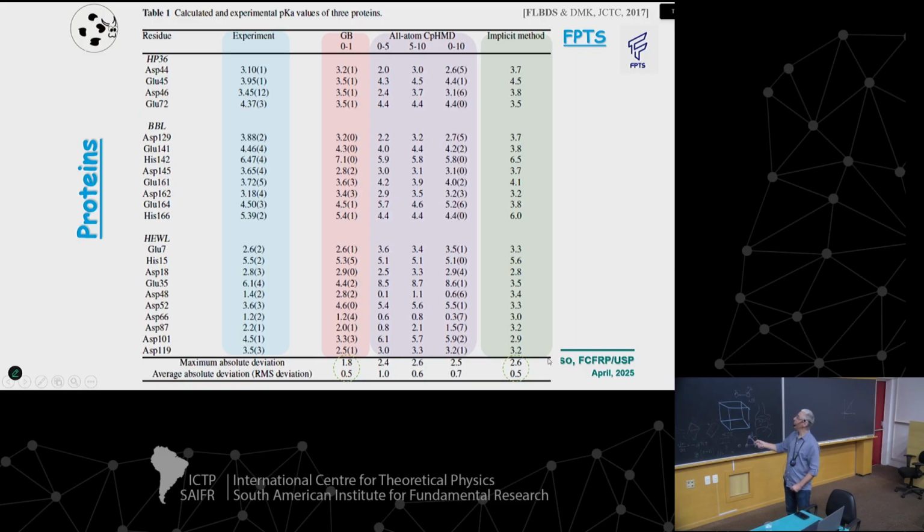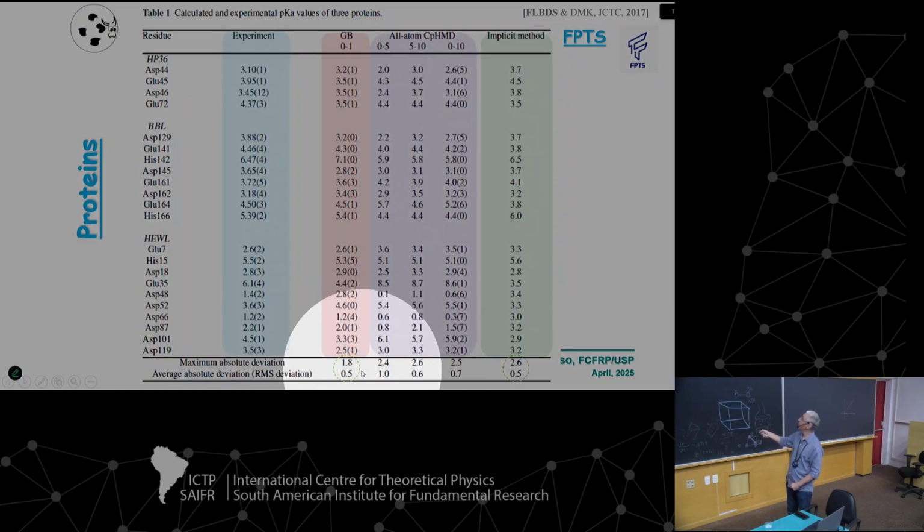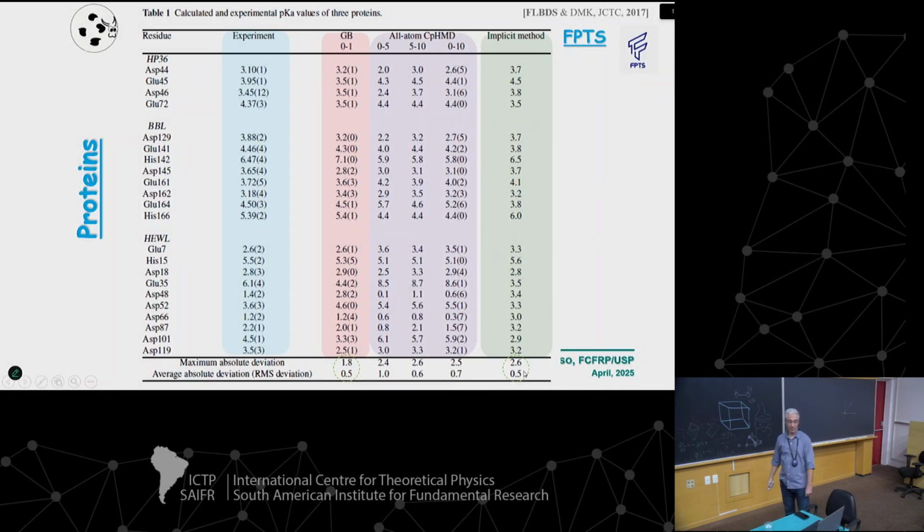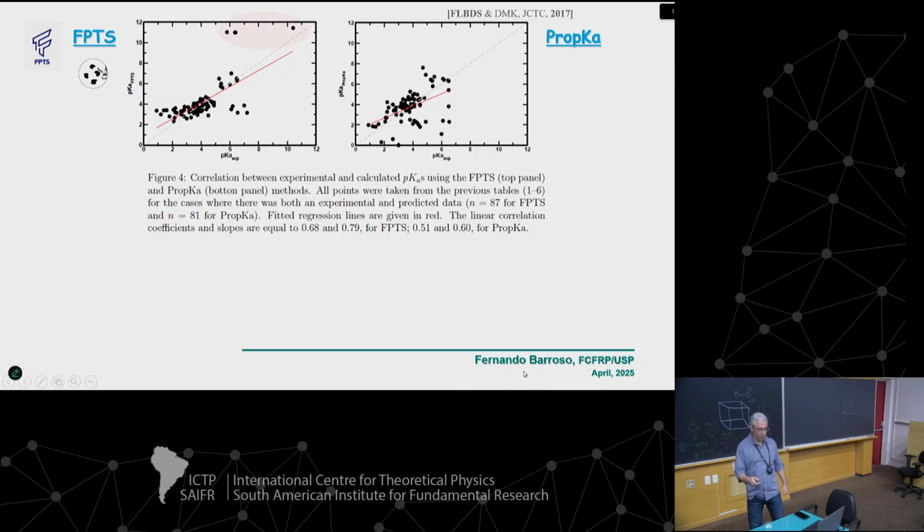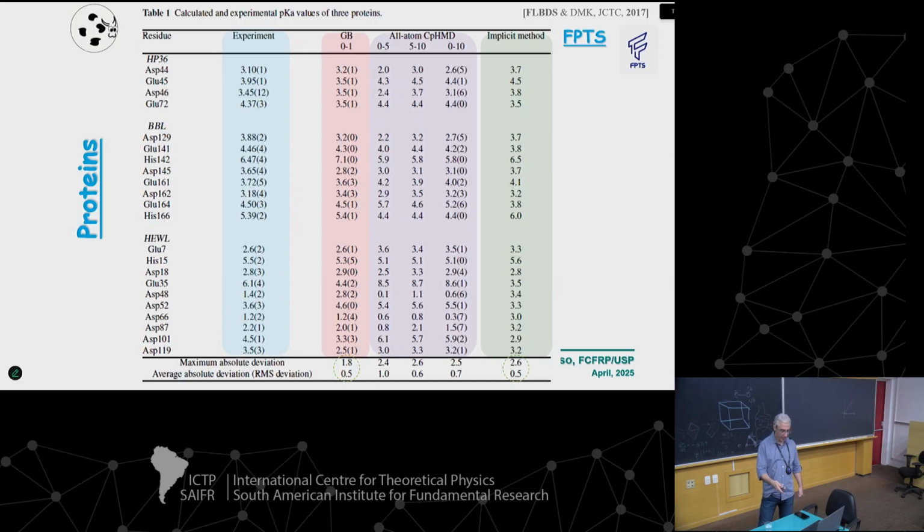On the average, that's for sure. If you look at all the trajectory, it's 0.2, and here it has 0.5 and 0.5. There are, of course, troubles to reproduce some specific amino acids for all the techniques.